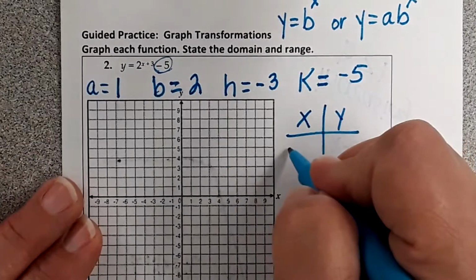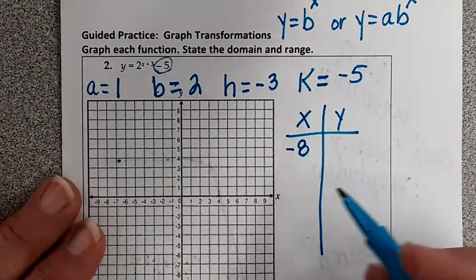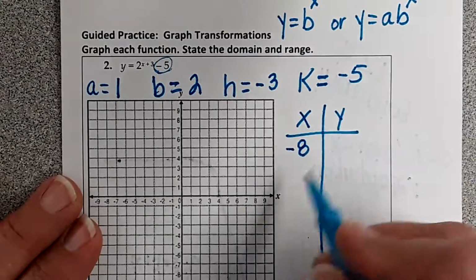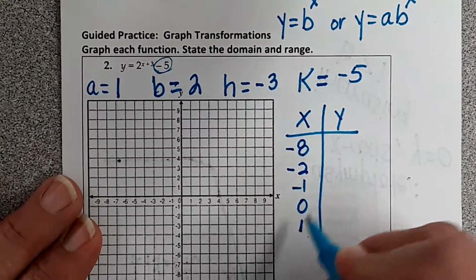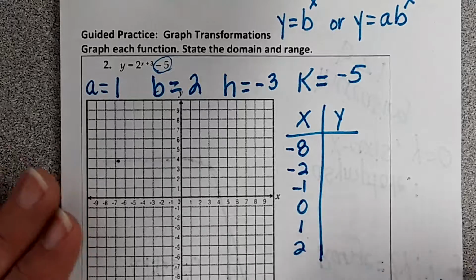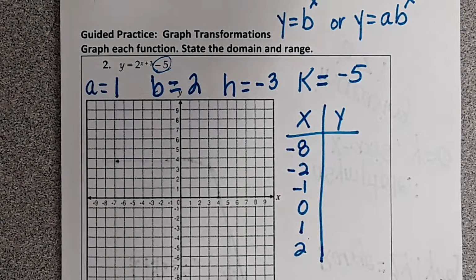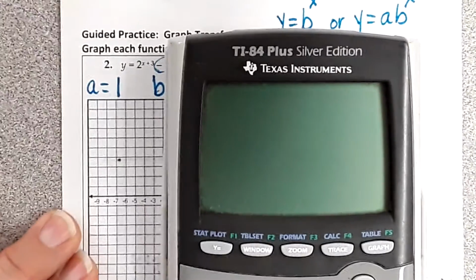I'm gonna pick another relatively large negative number, and then I'm just gonna pick my numbers again. Now, if your b was a fraction, like 1/2 or something like that, then I wouldn't pick a really large negative number. I'd pick a really large positive number. Okay. Now, when you put these into your calculator, you have to be really careful. So let me show you what I mean.